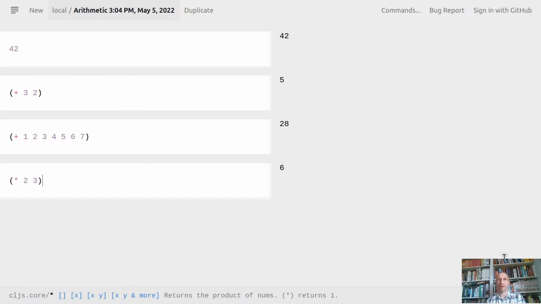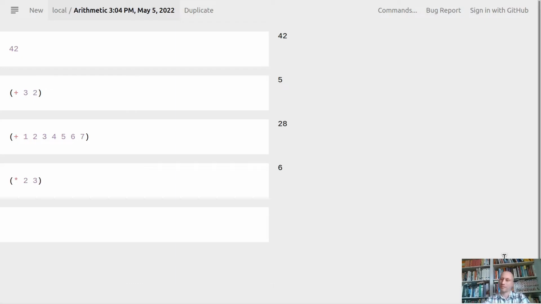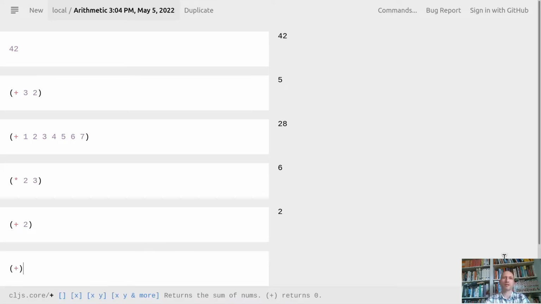So now, let me show a funny thing. If I say let's just do plus first, what does this evaluate to? That gives 2. We are adding numbers together and one is missing, so the default is 0. And even more surprising is this one. This evaluates to 0. If you give no argument to the plus operator, you get 0.